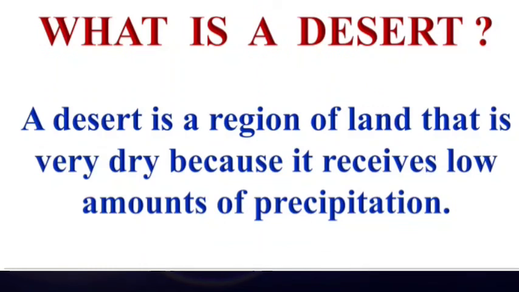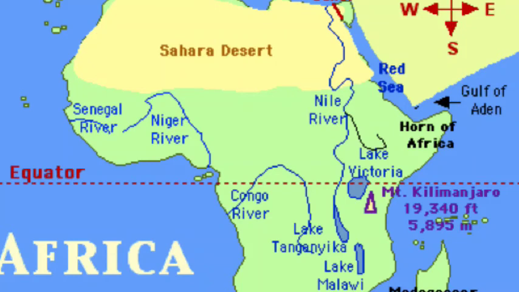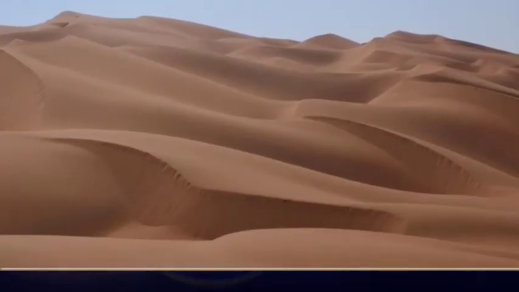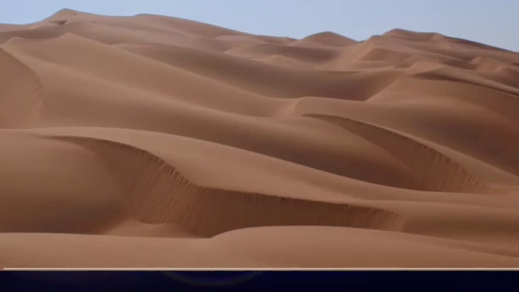What is a desert? A desert is a region of land that is very dry because it receives a low amount of precipitation. Do you know which is the largest desert in the world? Sahara Desert. It is located in the African continent. Yes, you can see these pictures. Thar Desert, in India. Thar Desert. In the world, Sahara Desert.